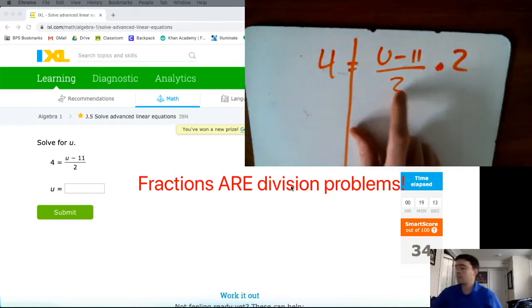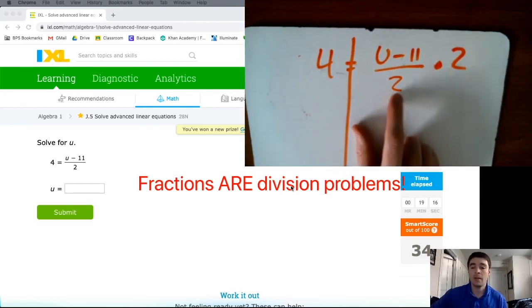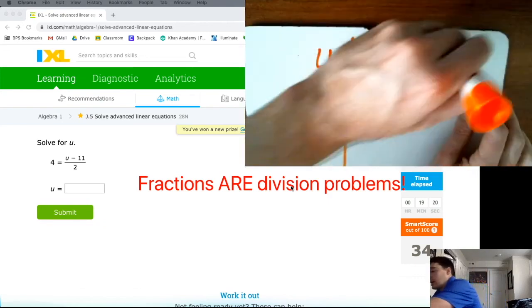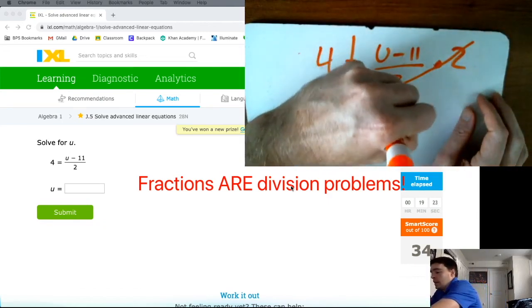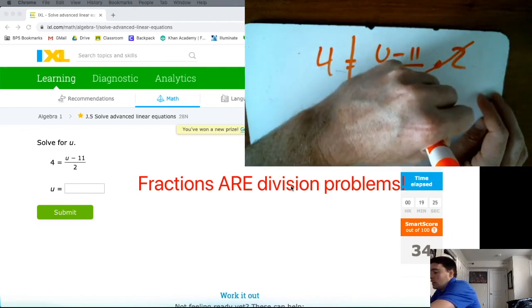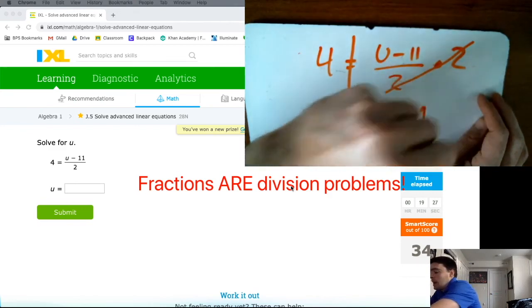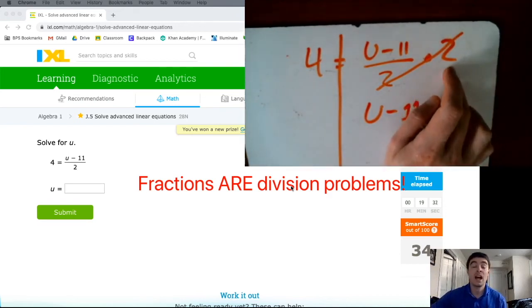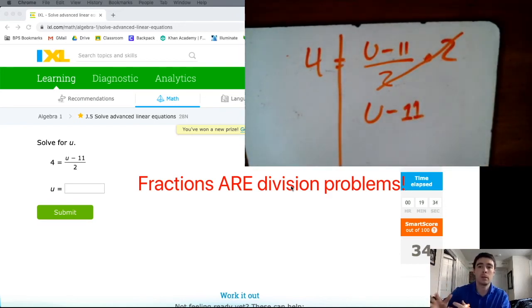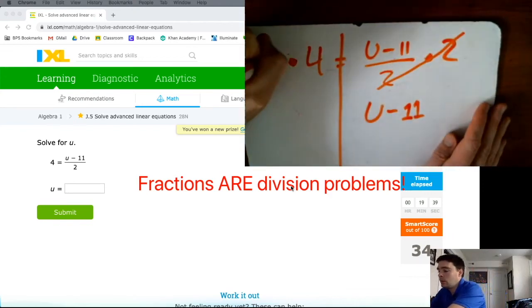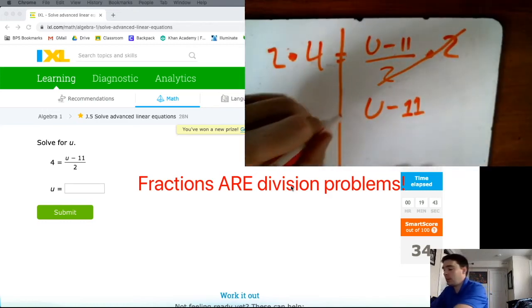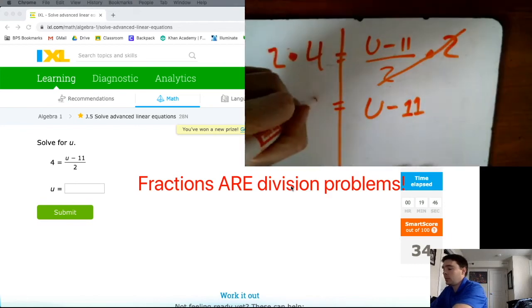So if I don't want that divide by 2, the denominator, that part of the fraction here anymore, I can just multiply by 2 to cancel out the divided by 2. That turns the right side of the equation into u minus 11. But if I multiply the right side of the equation, I change the right half by doubling it by multiplying by 2. I need to multiply by 2 on the left side as well. So over there I did 2 times 4 to keep the equation true, to keep it balanced on both sides. 2 times 4 gives me 8.